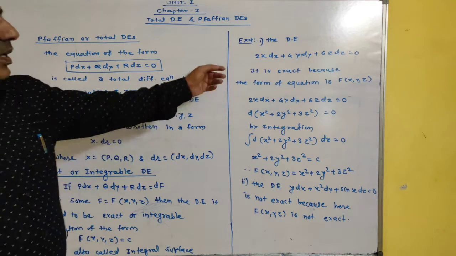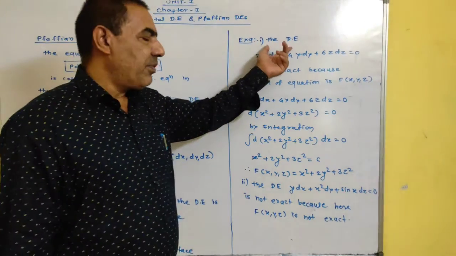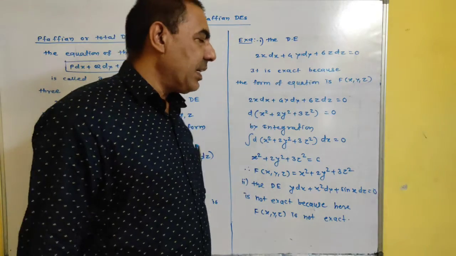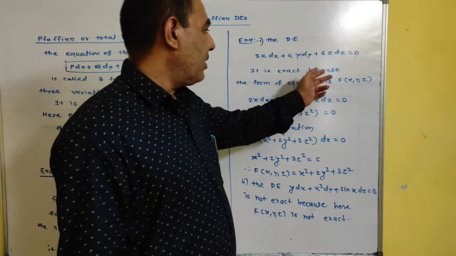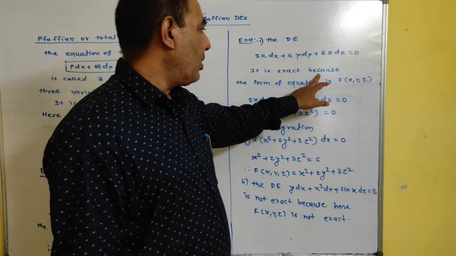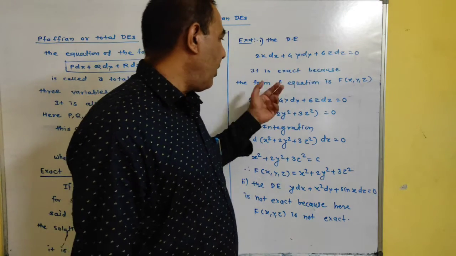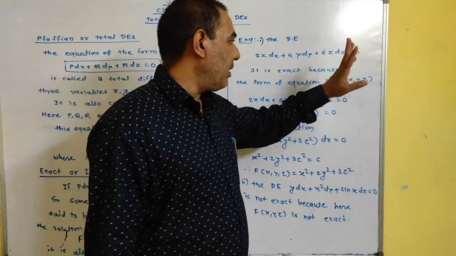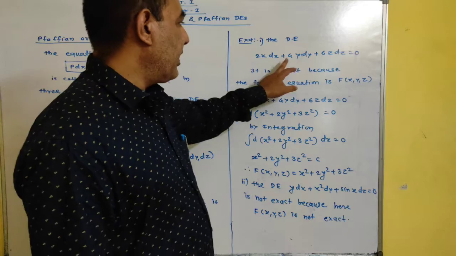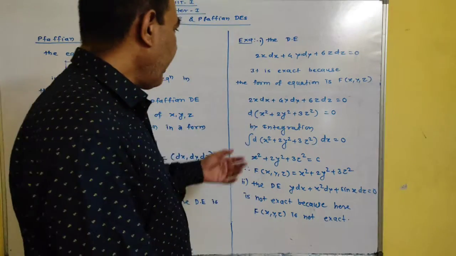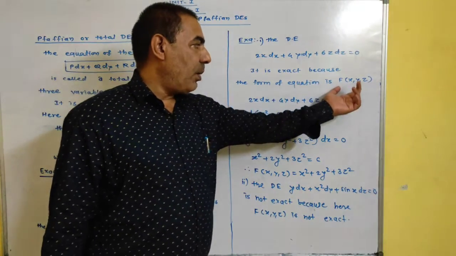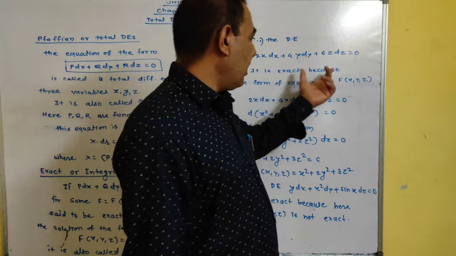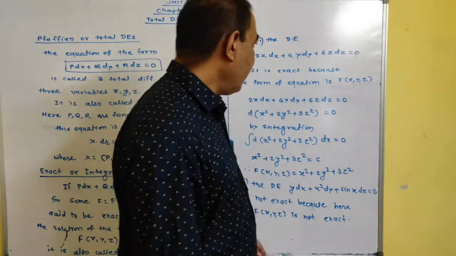Example of this equation: the differential equation 2x dx plus 4y dy plus 6z dz equal to 0. It is an exact differential equation because here x dx, y dy and z dz forms are present, and this is in the form of the derivative of some f of x, y, z.